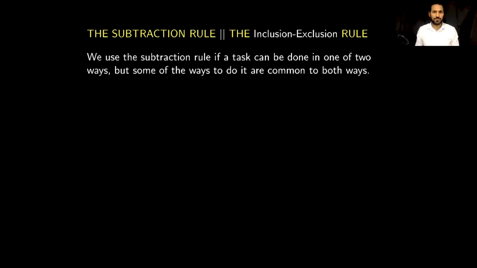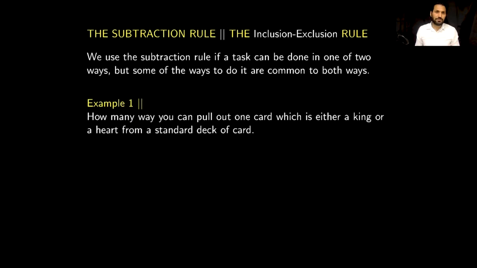We use this rule if a task can be done in one or two ways, but some of the ways to do it are common to both ways. So basically, to remove the double counting when we are performing the two tasks and the two tasks have some doubling in them, we use the subtraction rule. In order to have a better understanding of this rule, let's practice it with a few examples.